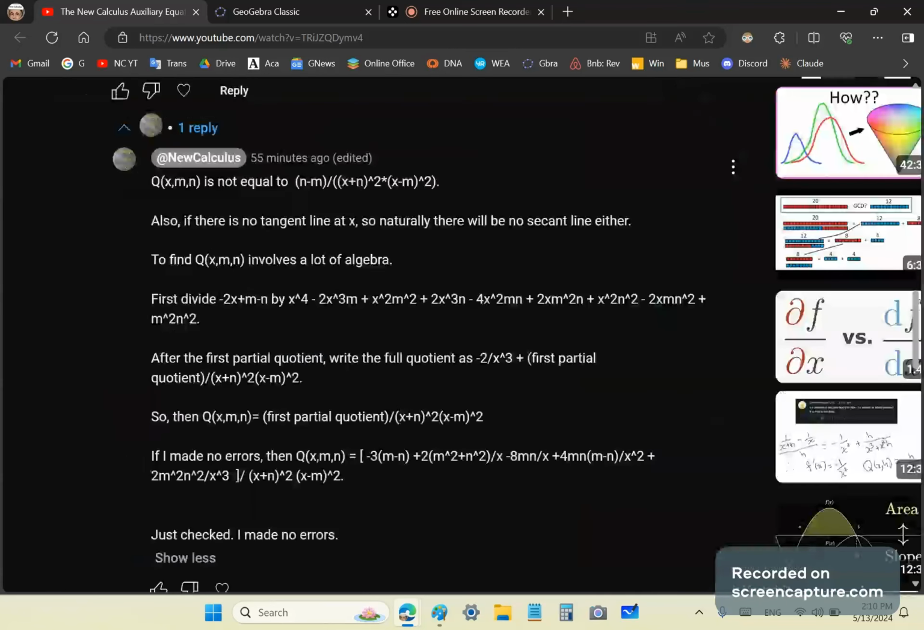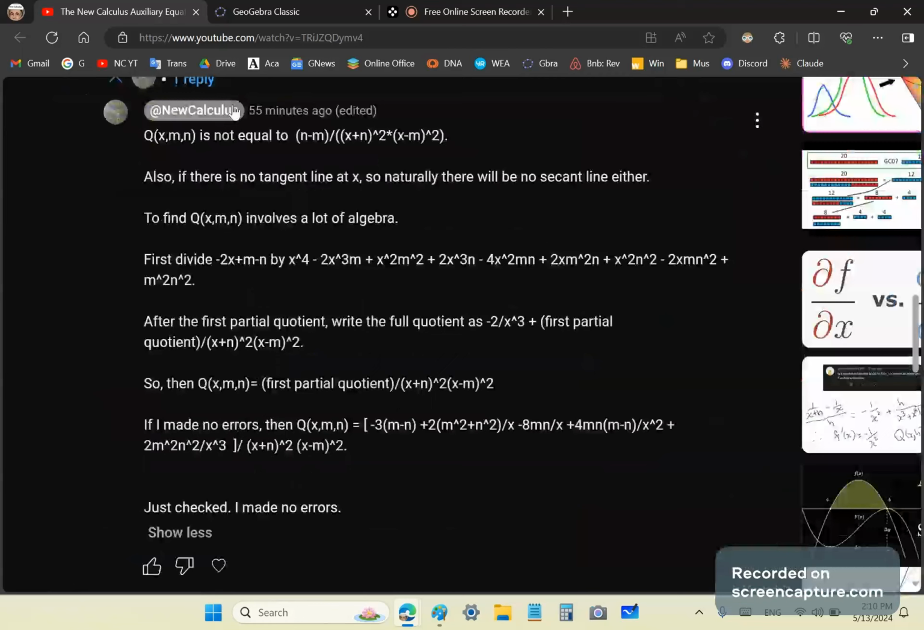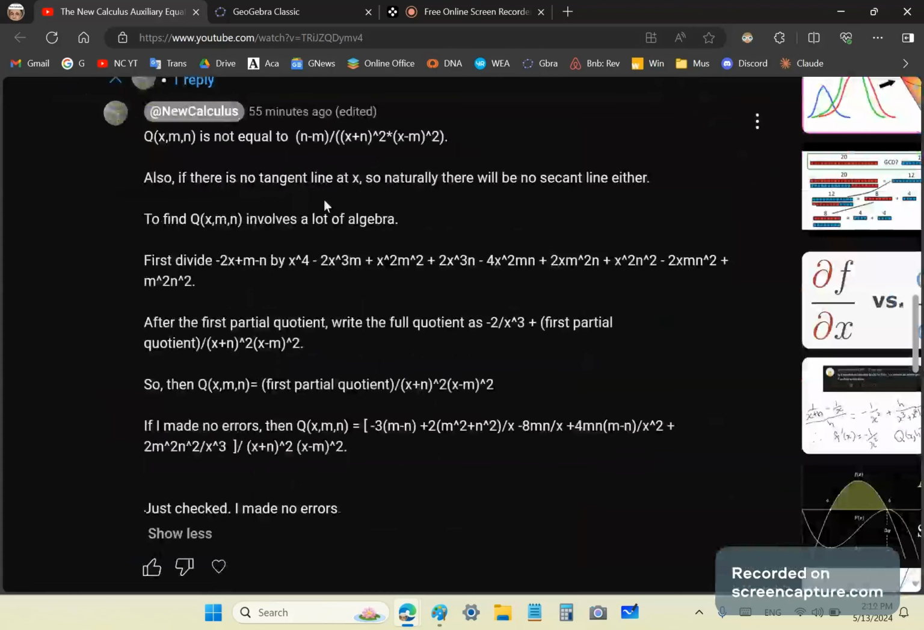First of all, I told this friend of mine that the auxiliary equation or the expression is not equal to that, okay? And also, if there's no tangent line at x, naturally there will be no secant line. To find this involves a lot of algebra. First you need to divide the numerator by this expanded expression. And then after the first partial quotient, you find that q of xmn is going to equal the first partial quotient over this denominator, okay? I didn't make any errors, and it turns out to be this.